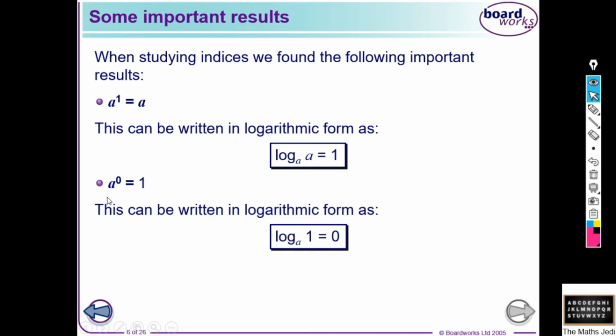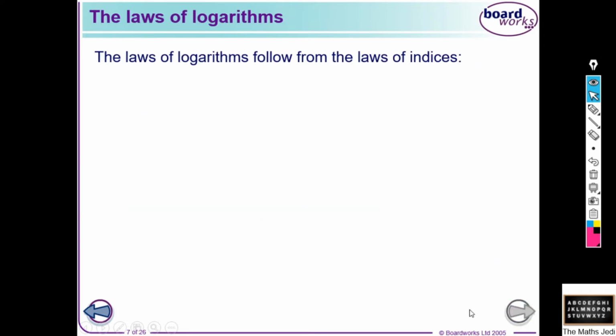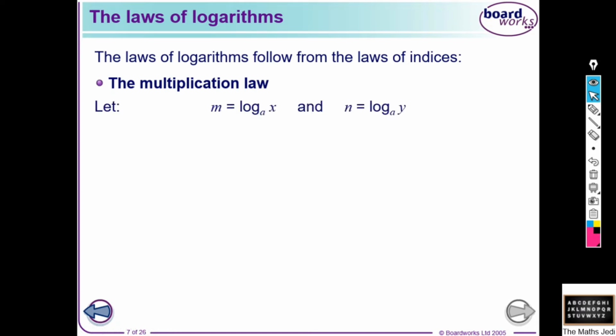Again, this and this are interchangeable. When we learned about indices, we learned about the multiplication law. We learned that when you were multiplying things that had the same base, you could add the indices. Well, this is an interchangeable format of that. So let's look at this.